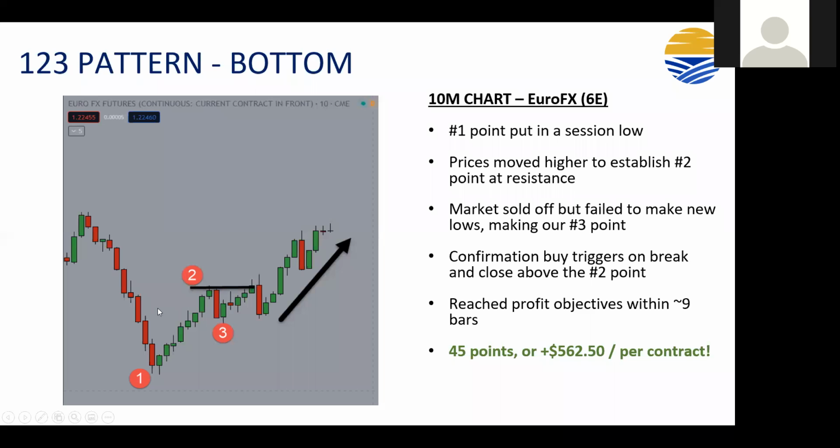So this is an example of a setup from this morning. Here we had a new session low, which gave us our number 1 point. We traded higher, pulled back, giving us our number 2. Once we stop printing these higher lows and pull back up, we have a 1, 2, 3. Now let's talk about entries. Aggressive traders may consider getting long on the initial break above the number 2.